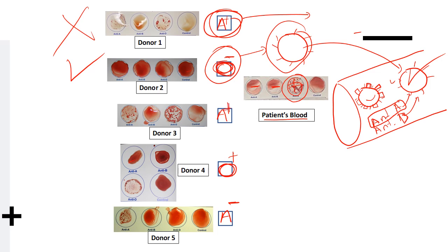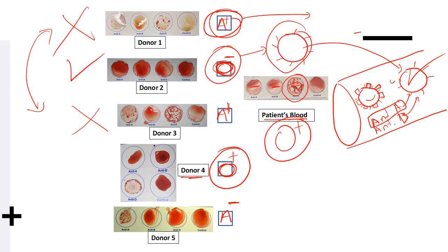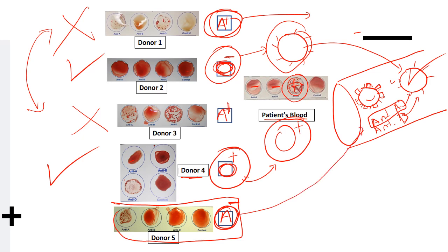We see this one, A positive, is the same as the first one. So we know that those two cannot donate to a person with O positive. Then we have donor number 4. It's exactly the same type of blood as the patient, therefore they can donate. And finally, donor 5, just by the fact that they have A antigens and the patient's blood contains antibodies against A antigens, they cannot donate. So that is the example here.